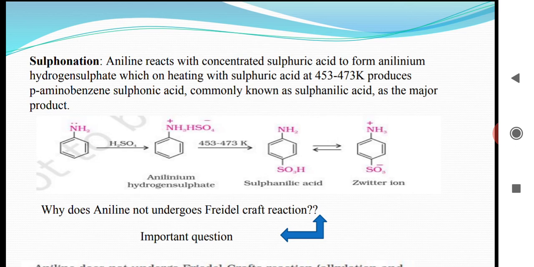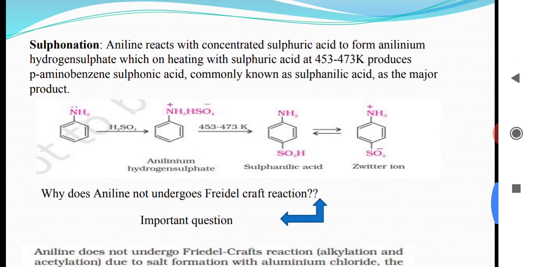Now this H can go to NH2, forming NH3 positive, and SO3 negative remains behind because this SO3 negative is resonance stabilized. That is why there is a transfer of H positive from here to the NH2 group. So this is what is known as the sulfonation reaction for aniline.